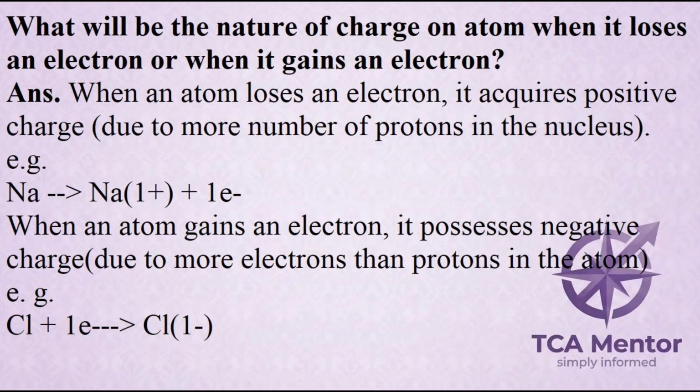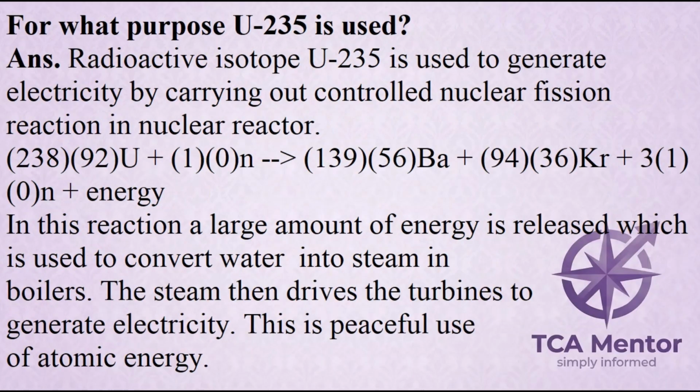What will be the nature of charge on an atom when it loses an electron or when it gains an electron? Answer: When an atom loses an electron, it acquires a positive charge due to more protons in the nucleus, e.g., Na → Na⁺ + 1e⁻. When an atom gains an electron, it possesses a negative charge due to more electrons than protons in the atom, e.g., Cl + 1e⁻ → Cl⁻.